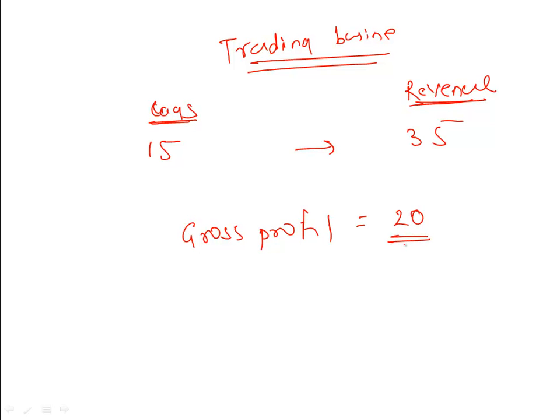But this 20 is not the ultimate profit you have, because apart from the goods that you purchased, you will have a lot of other costs. You will have employee salaries, or you will have electricity bill, you will have taxation, you might have to pay interest. So from my gross profit, I am going to deduct further numbers so that I can get my net profit. So COGS is all about what was the cost that was incurred for manufacturing purpose.